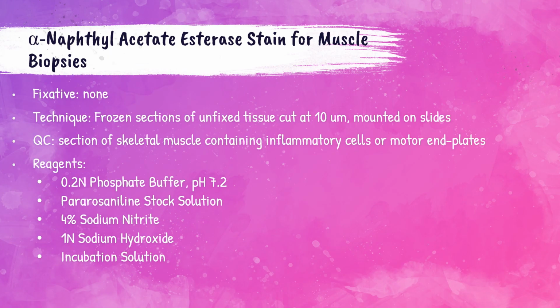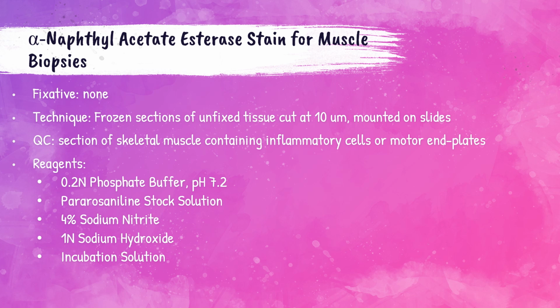So no fixative is needed for this stain. Frozen sections of unfixed tissue are cut at 10 microns and mounted on slides. For quality control, skeletal muscle tissue that contains inflammatory cells or motor end plates should be used. And I'm realizing I haven't talked about motor end plates, so forgive me. Motor end plates are also called neuromuscular junctions. This is a chemical synapse that connects a motor neuron to a muscle fiber.